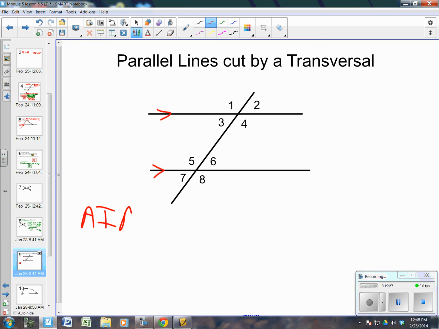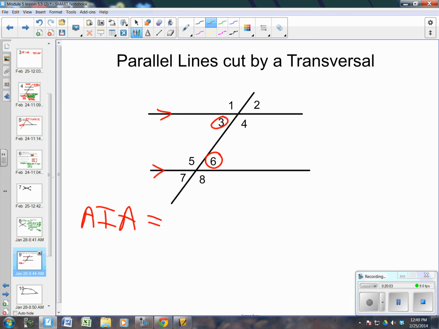Alternate interior angles. I told you we'd abbreviate that as AIA. Let's look at angle 3 and angle 6 right here. There's a pair of alternate interior angles. Since these lines are parallel, we know that angle 3 and angle 4 add up to 180, right? We also know that angle 5 and angle 6 add up to 180, correct? And that's going to be the case whether those two lines are parallel or not.